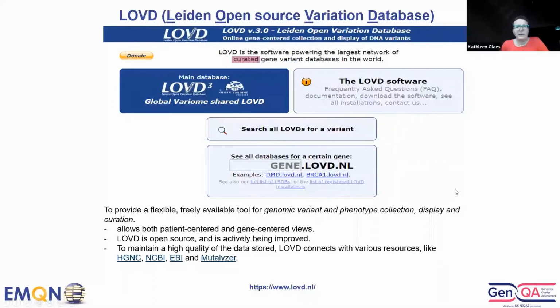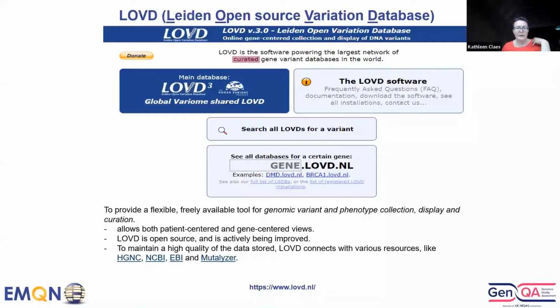Besides ClinVar, there is LOVD, and LOVD is the Leiden Open Source Variation Database, and it's a software that helps to collect genomic variants and phenotypes. And the big difference with ClinVar is that it's curated. It allows you to see both a gene-centered view, but also a patient-centered view. So if you want to have an overview of all variants in a particular patient that was submitted, you can also see this.